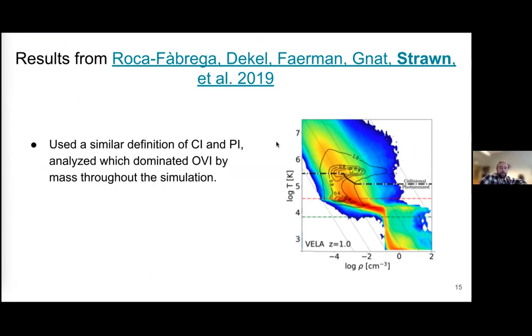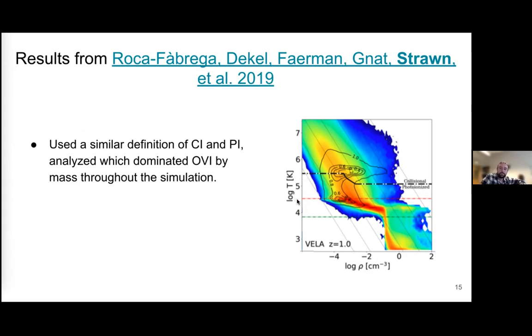So I'm going to summarize what we've learned from that paper first, and then we're going to analyze a little bit deeper what happened with oxygen 6 when we looked at it again. So in that paper, we still used a similar definition of collisional and photoionized gas and analyzed which one dominated oxygen 6 by mass throughout the simulation. So our definition was slightly different. This line is slightly different than the one we're using now, but it basically is the same idea.